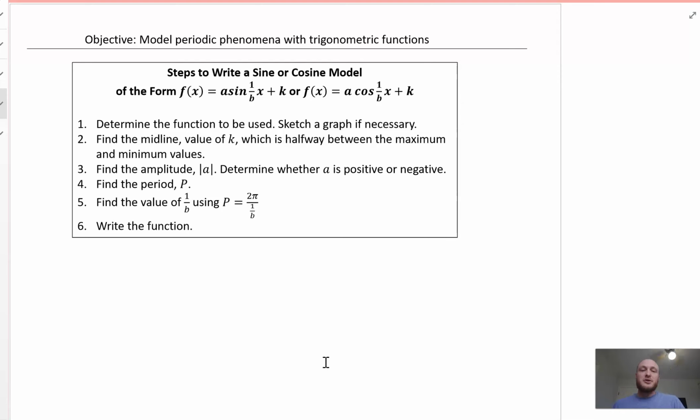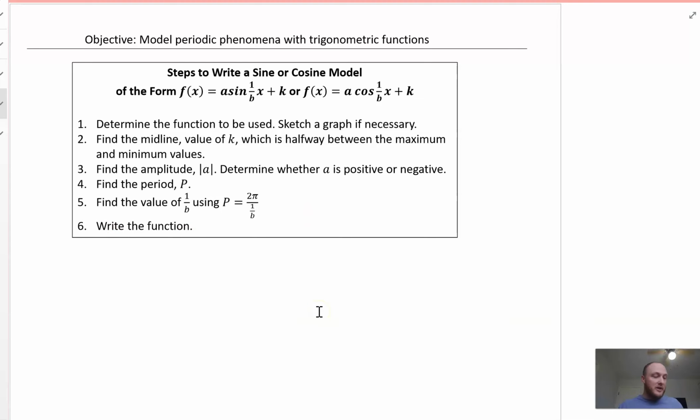Step 4, I don't know where I got part B from. Find the period. Okay, you have to determine how often is my function going to repeat itself, right? And that will help us do step 5, which is determining the value of 1 over b, because period is 2 pi over 1 over b. And then lastly, write the function that it models.